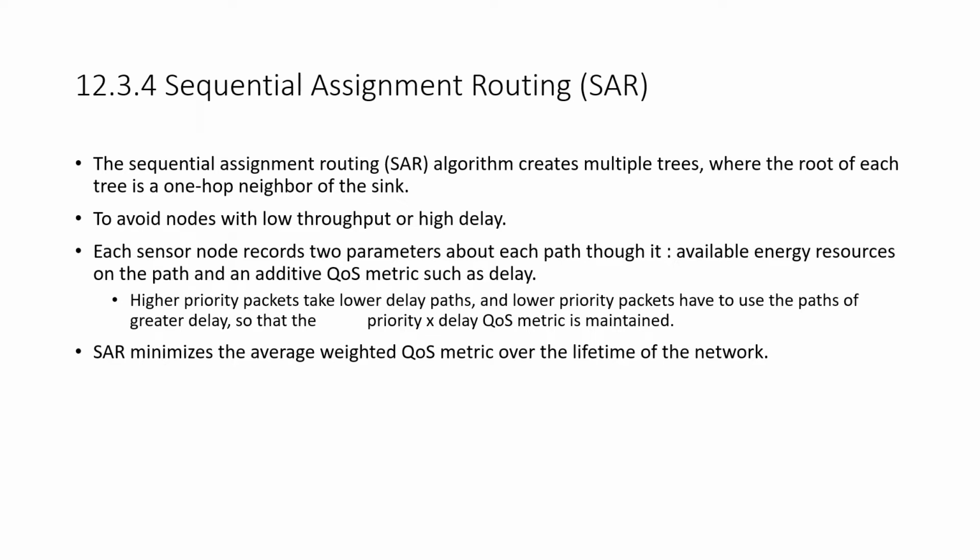Higher priority packets take lower delay paths. The lower priority packets have to use paths of greater delay so that the priority times delay quality of service metric is maintained. Sequential assignment routing minimizes the average weighted quality of service metric over the lifetime of the network.